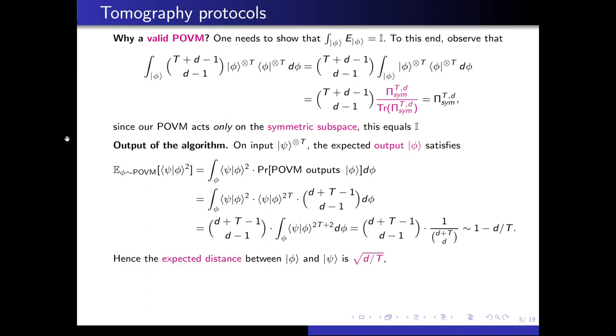And now we are almost done, because we know that the expected distance between psi and phi is square root d over t. Recall that this was just the inner product, so if we look at the trace distance, that is square root d over t. And if you want this quantity to be epsilon, you just pick t to be d over epsilon square.